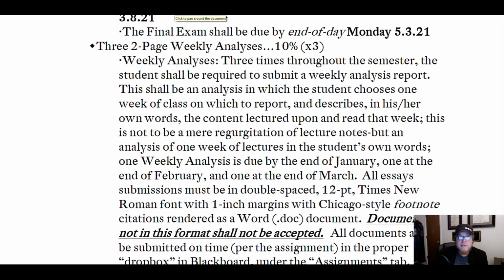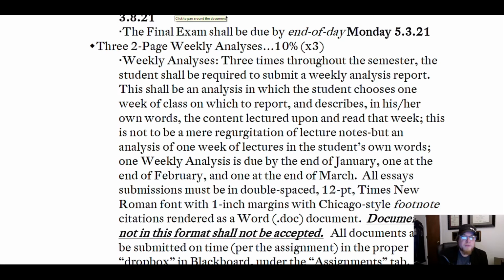And the length of them is pretty short. And that's because I know this from experience. It can be very challenging to write a philosophy paper. So all that I want you to do for this introductory class is this. 3 of these, 3 times throughout the semester, you're going to submit what I call a weekly analysis report.